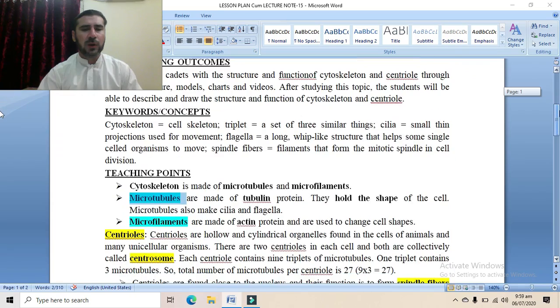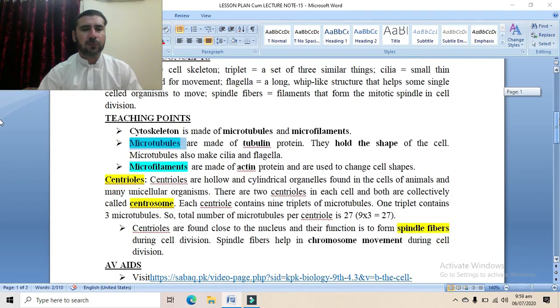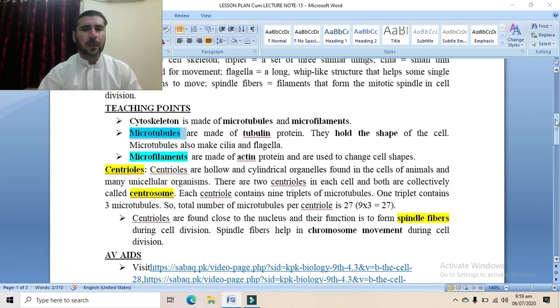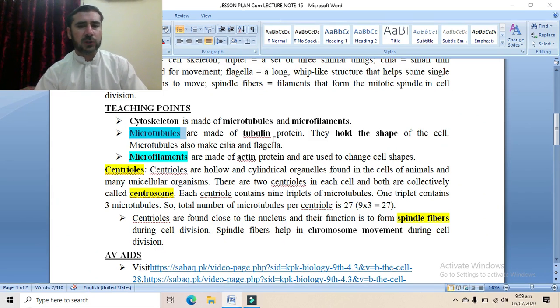We will move towards the teaching points. Cytoskeleton, as we have already discussed, is made of microtubules and microfilaments. Now microtubules are made of a protein which is known as tubulin protein, and the function of these microtubules is to hold the shape of the cell, to provide proper shape to the cells.